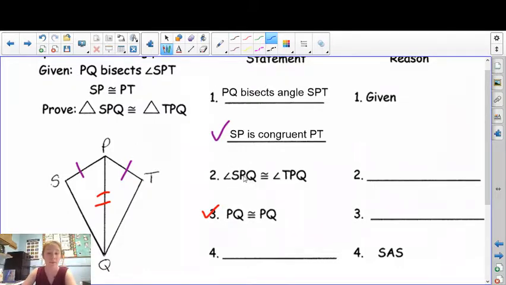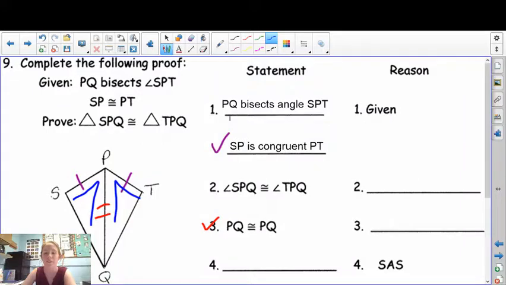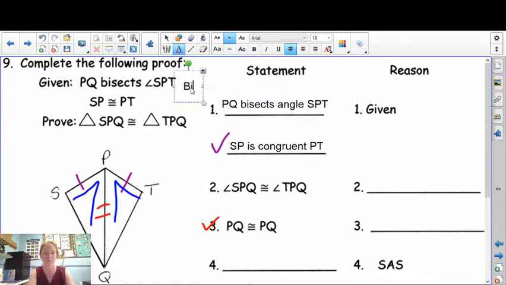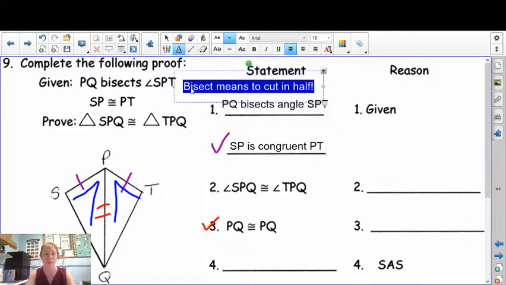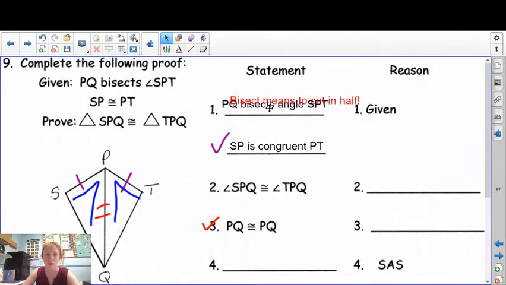Step 2 says angle SPQ is congruent to TPQ. Well, why would that be true? Well, let's go back to number 1. We haven't used this information yet. PQ bisects. What does the word bisect mean again? Right, bisect means to cut in half. So if I'm going to cut that in half, then when it's split, they should be equal. Wouldn't that be that part?